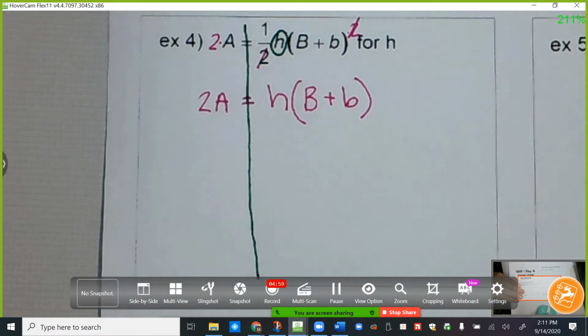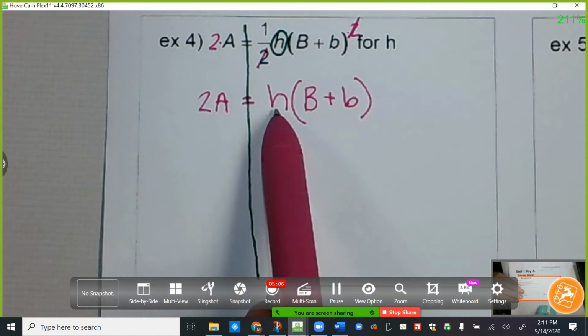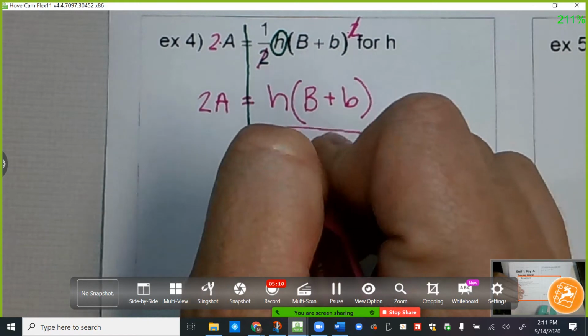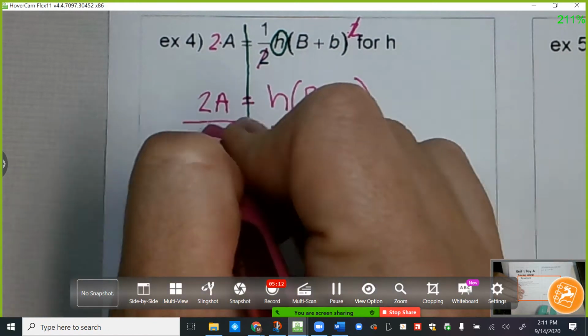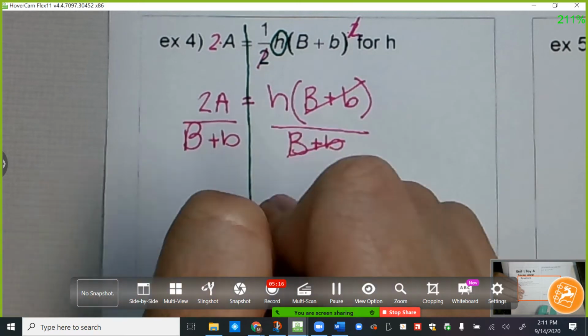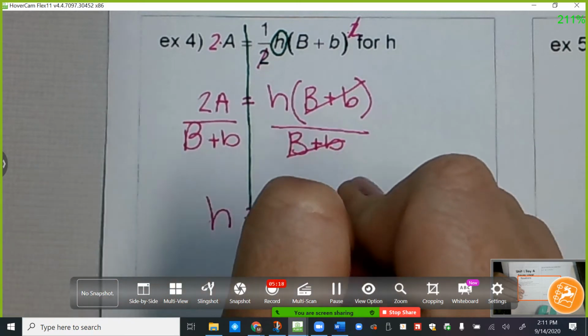Okay, now I'm trying to get this h by itself, so what do I need to do? Well, this is h times b plus b, so can I divide by b plus b? Now h is alone, nothing simplifies, so I'm done.